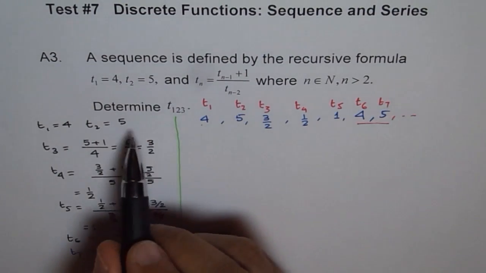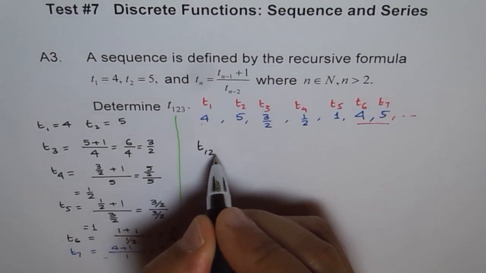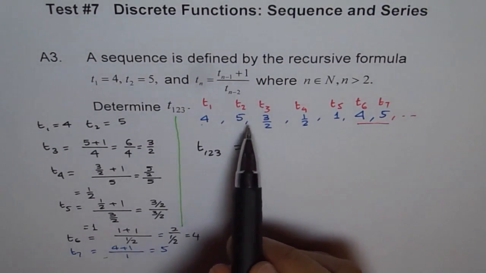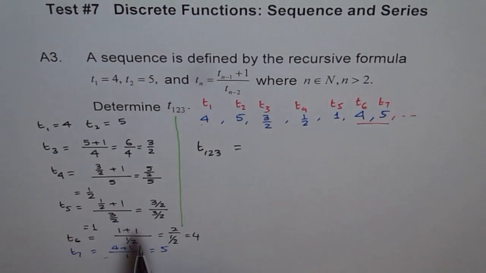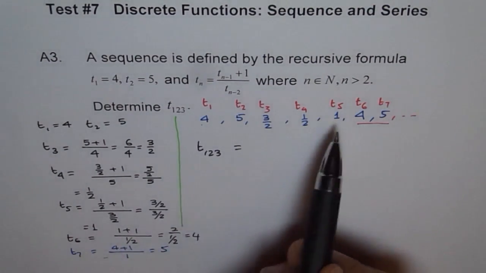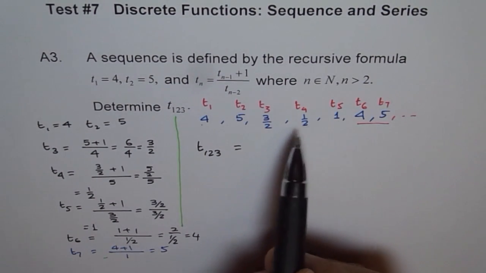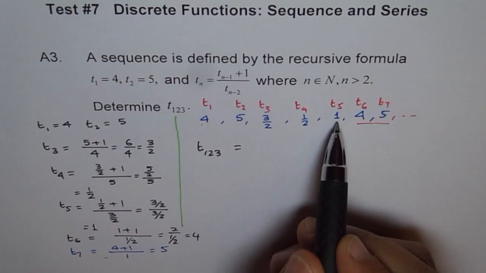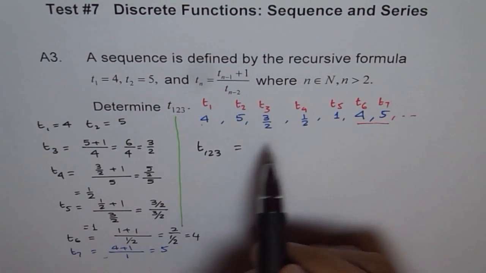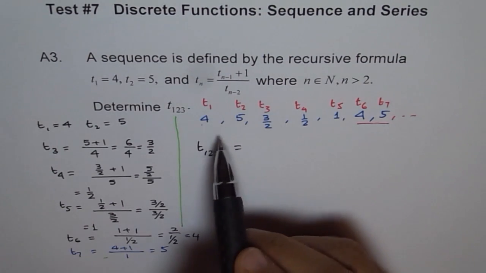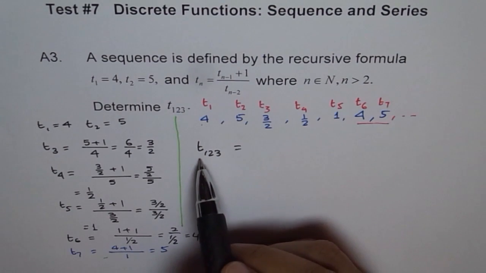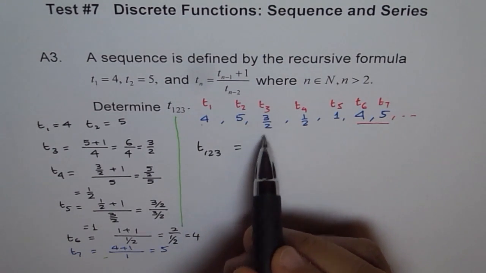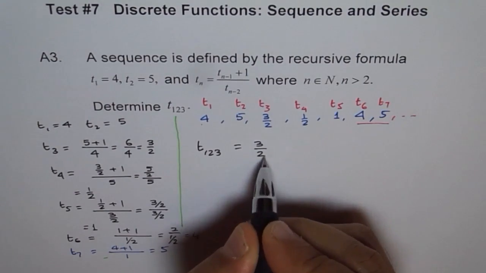Now the question before us is to determine T123. So what is 123 equal to? Of course, 123 has to be amongst these numbers. Term number 5 is 1. So if you go by multiples of 5, the multiples of 5 will be T5. That means 120 will be T5, and then 121, 122, 123 should be 3 by 2. So we should get 3 by 2 as our answer.